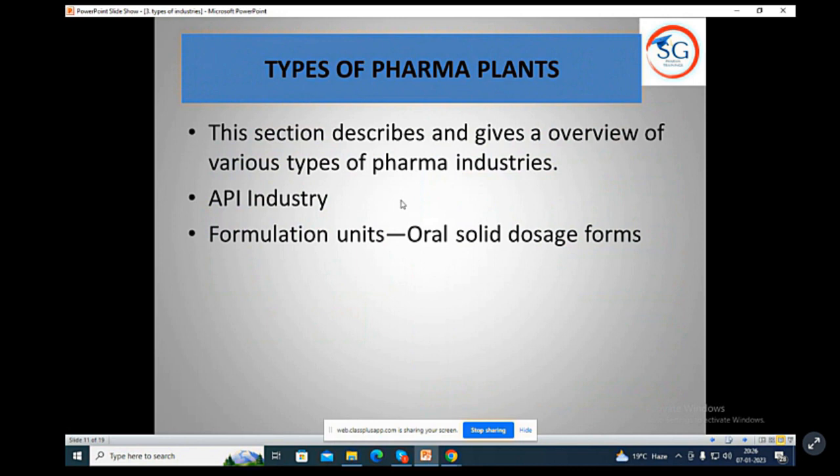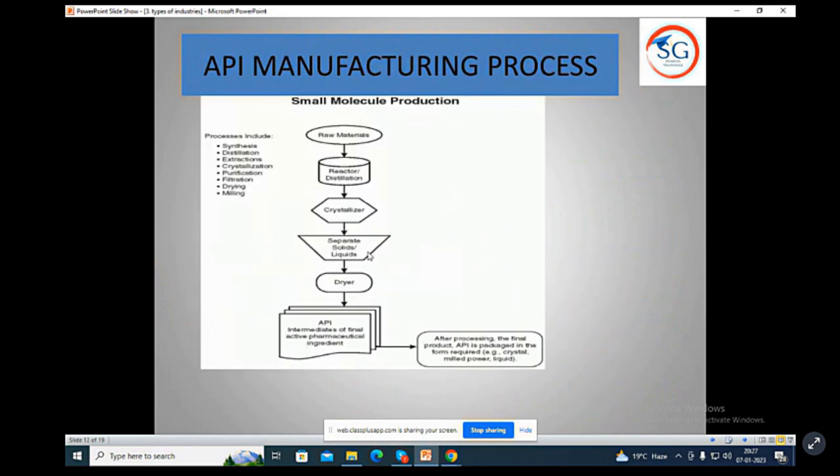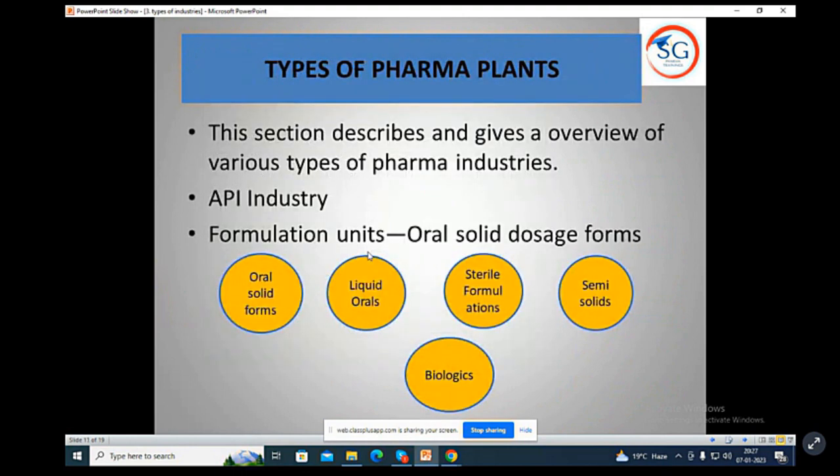First is the API industry and second is the formulation industry. Formulation industry is again divided into oral dosage forms, second is steriles, afterwards biologics, semi-solids, parenterals; everything comes under the formulation industry. Then we will go into each type one by one. First is oral solid dosage forms, next is liquid orals, steriles, semi-solids, and biologics. Now we will discuss the flow chart or the flow pattern in each type of industry and how the manufacturing is done. We will just discuss an overview for understanding.